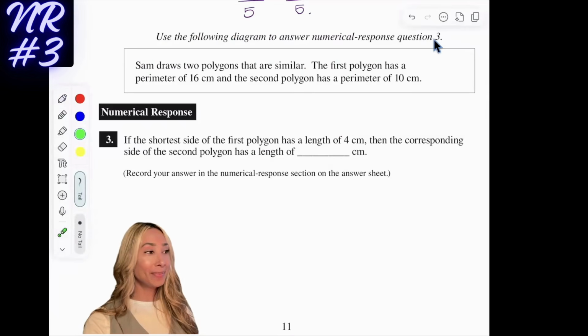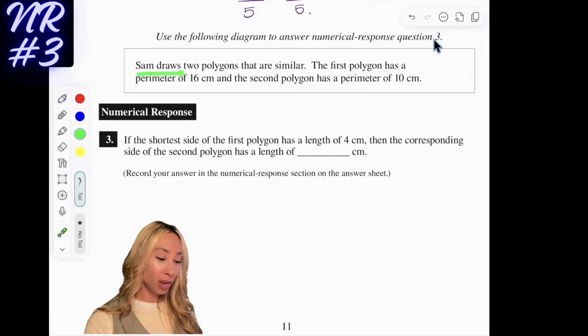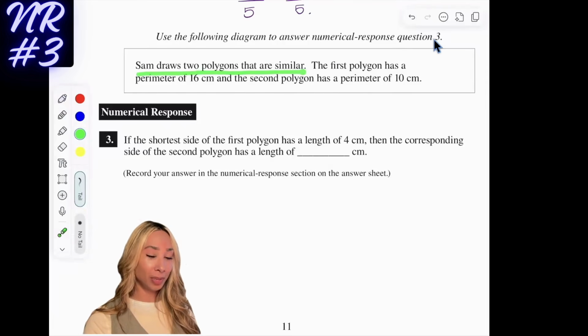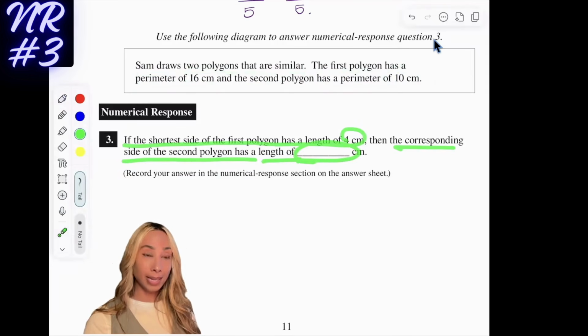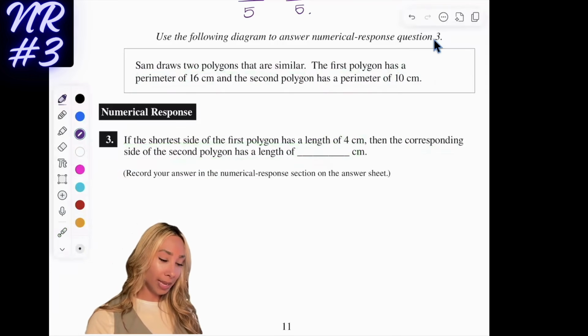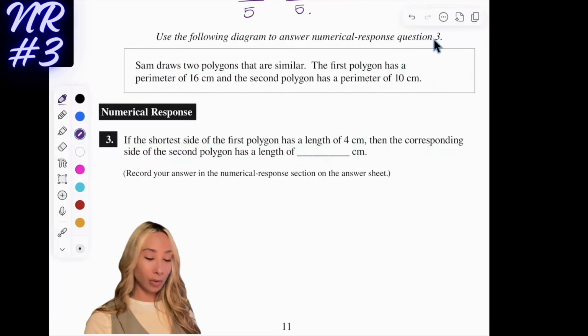All right, numerical response number 3. Sam draws two polygons that are similar. The first polygon has a perimeter of 6 centimeters and the second polygon has a perimeter of 10. If the shortest side of the polygon has a length of 4, then the corresponding side of the second polygon has a length of blank. All right, so let's set this up with a diagram. I think that's always helpful.